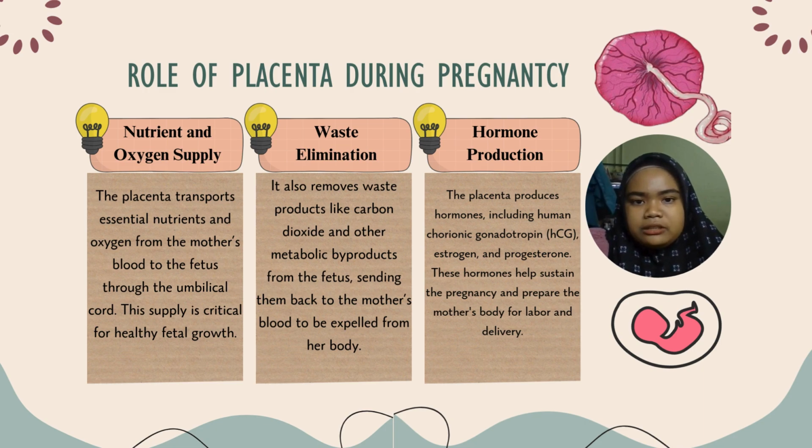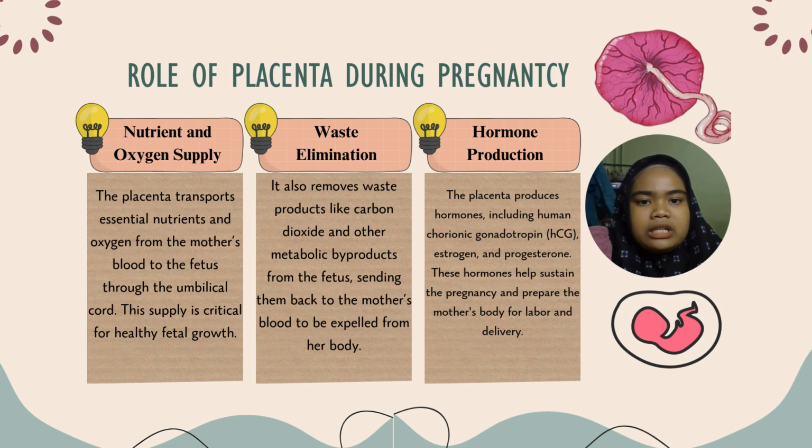The role of placenta during pregnancy. The first one is as nutrient and oxygen supply. The placenta transport essential nutrient and oxygen from the mother blood to the fetus through the umbilical cord. This supply is important for the healthy fetal growth. Next, waste elimination. It also removes waste products like carbon dioxide and other metabolic byproducts from the fetus by sending them back to the mother blood to be expelled from her body.